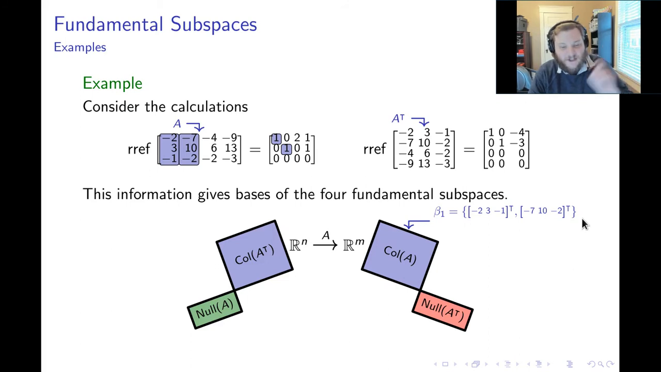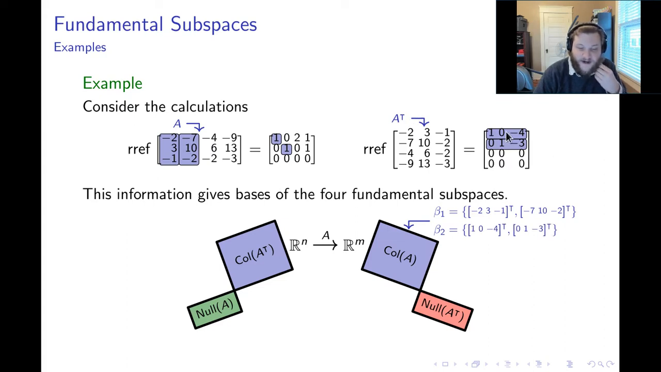The second strategy for finding a basis for the column space says instead of looking at the pivot columns of our matrix, we could instead look at the non-zero rows of the reduced row echelon form of the transpose of our matrix. So now we want to look at the two non-zero rows for this example of the reduced row echelon form of the transpose of our matrix. That would give us the list of vectors 1, 0, -4, and 0, 1, -3.